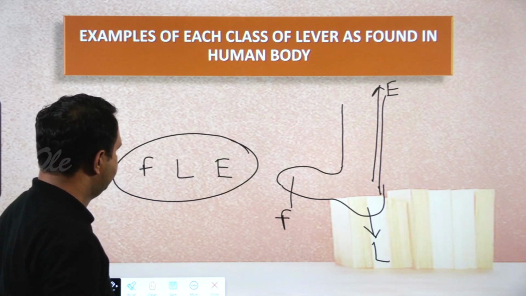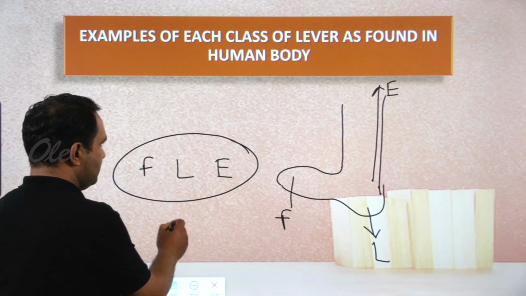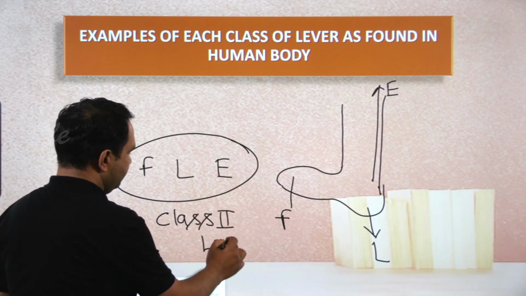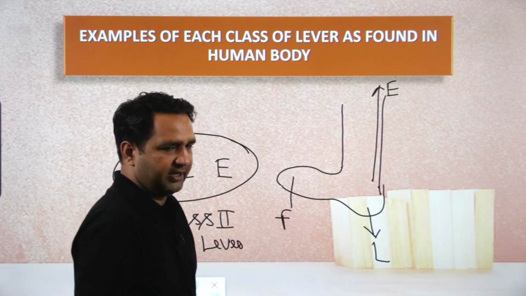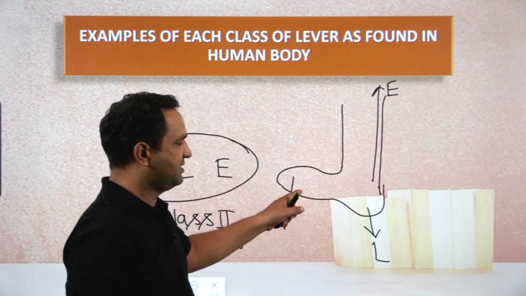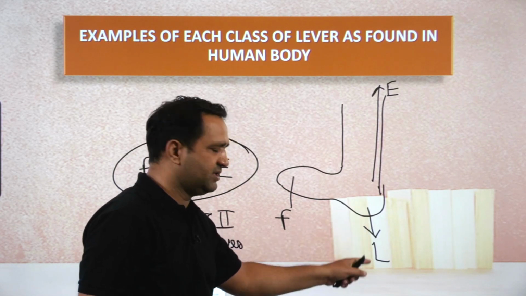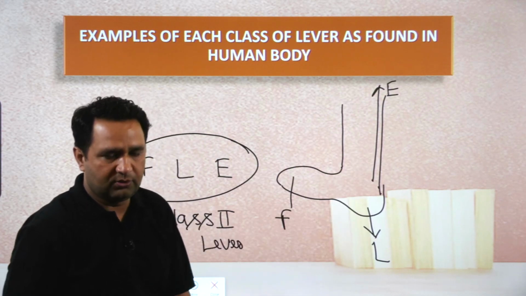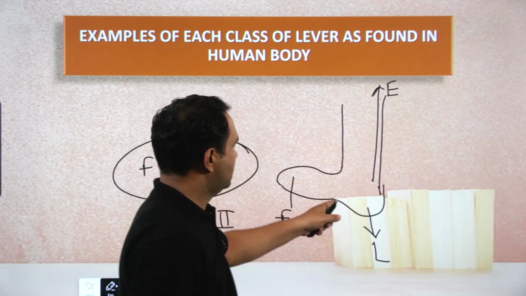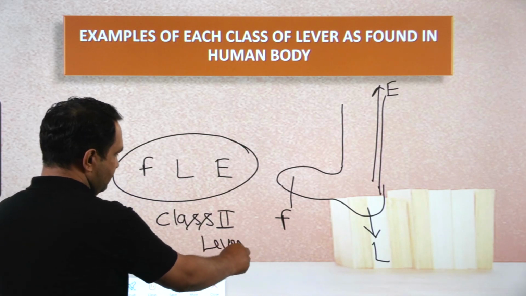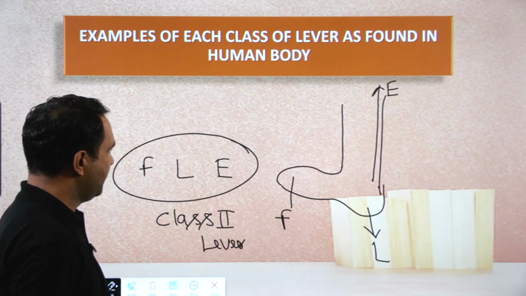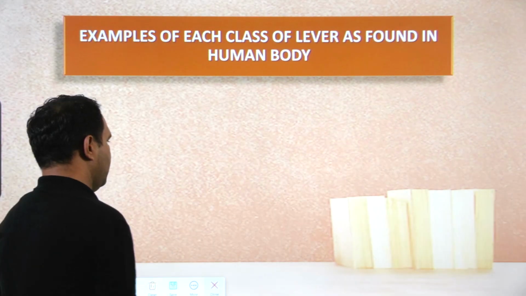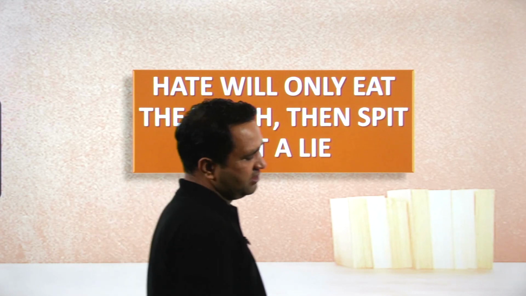Which class lever is this? This is class 2 lever. Are you getting it? I am standing on my toe like this. Then this point is fixed. This is the point where load is applicable, and this is the point from where we are applying effort to stand in this position. So this is the example of class 2 lever. So these were some of the examples through which we can understand the levers in the human body. So with this, I would like to wind up this session.